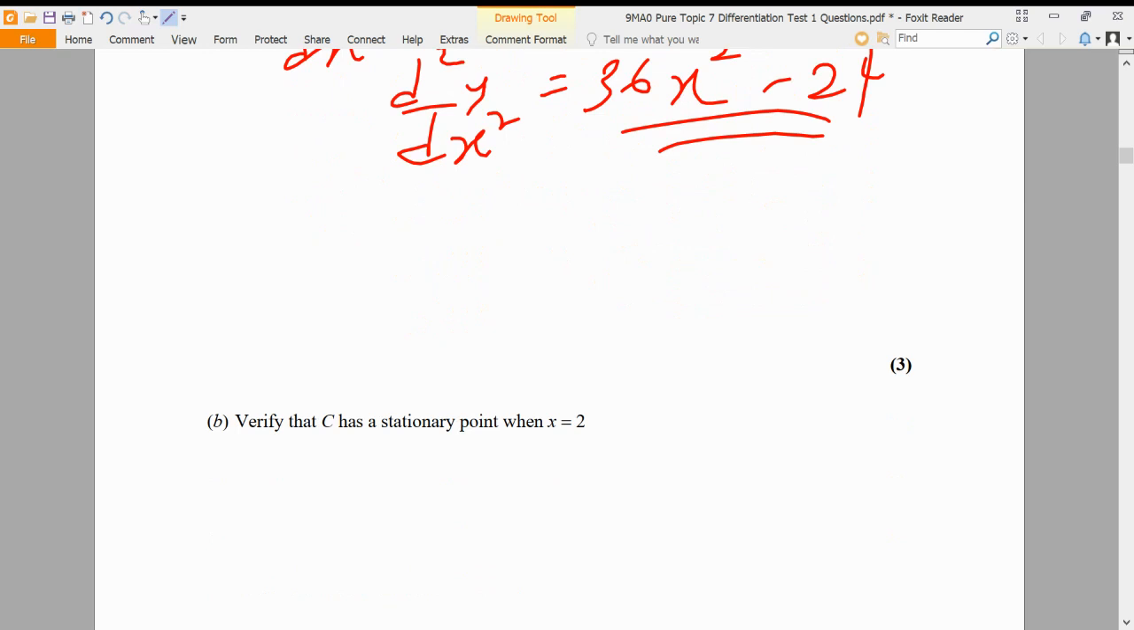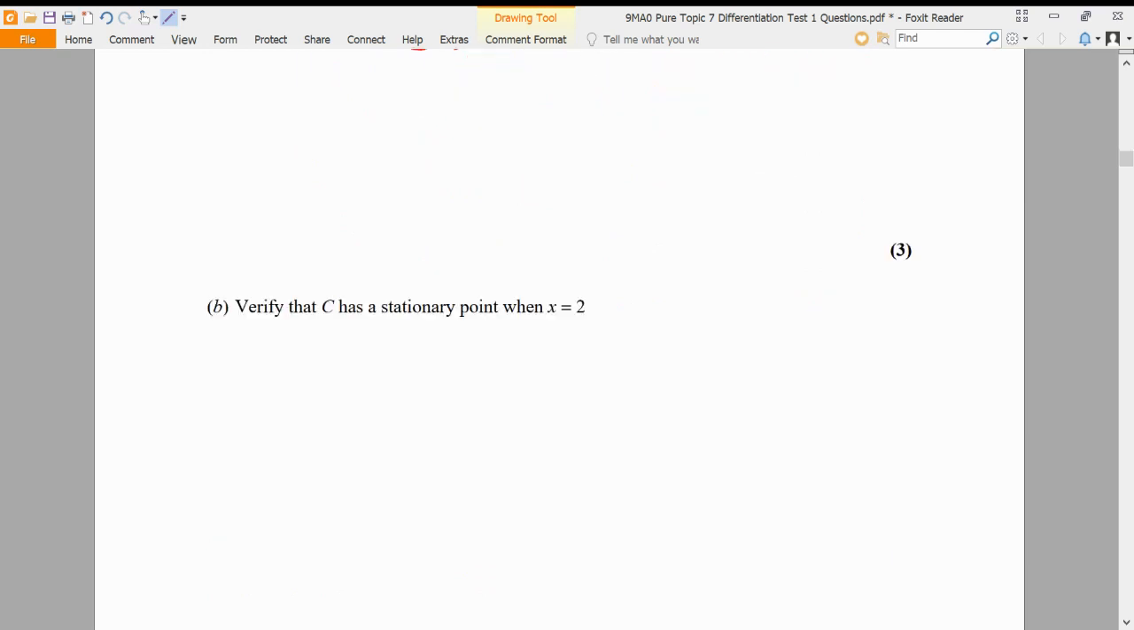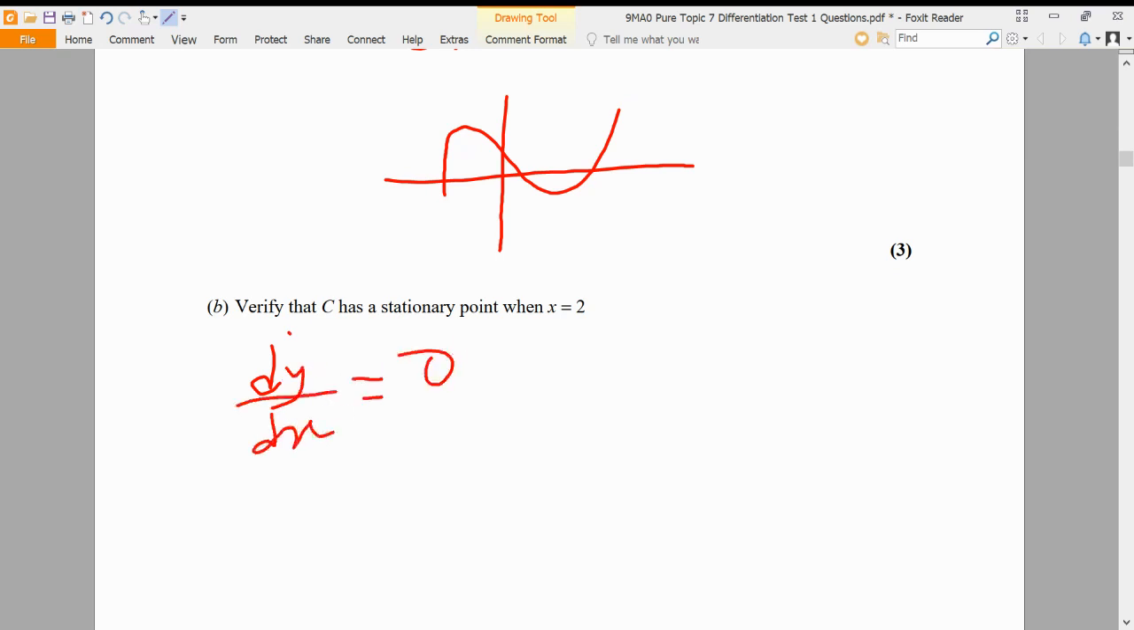So let's quickly go to the next one. Question B says, verify that C has a stationary point when x is equal to 2. Now, what do you understand by the word stationary point? When you consider a graph, for instance, and you have a curve like this, we have what we call turning points. Now, take note that at a stationary point, your dy/dx is equal to 0.